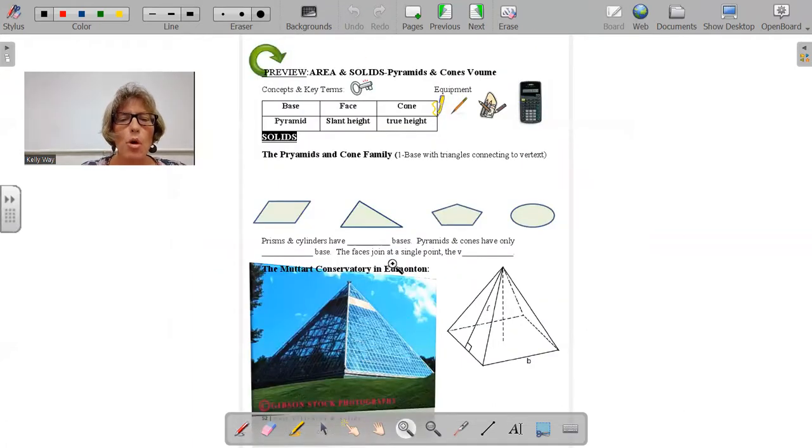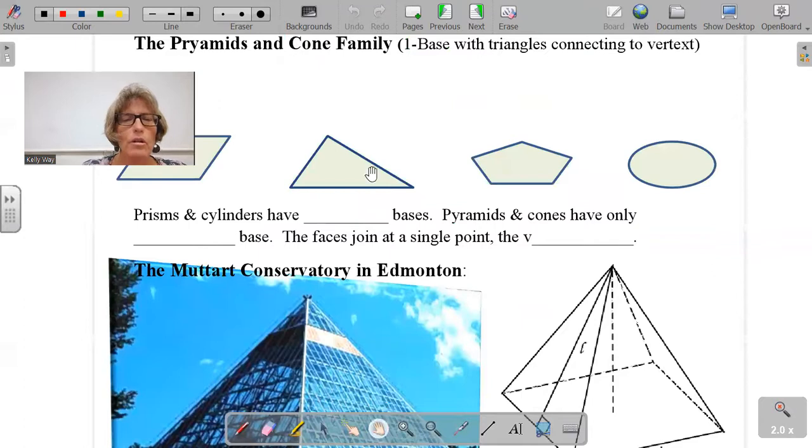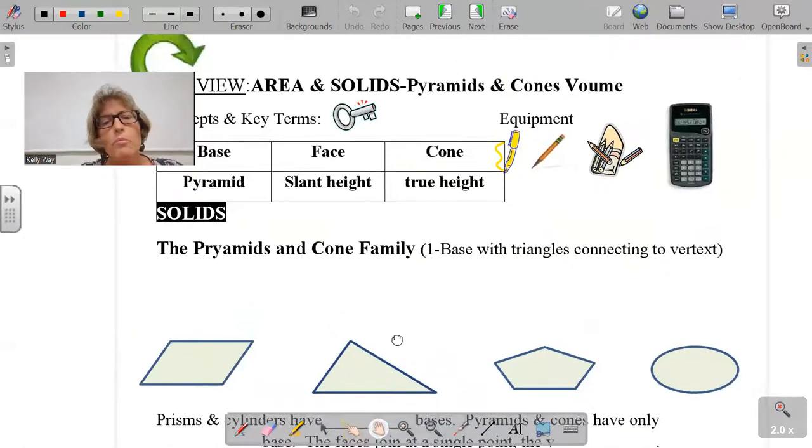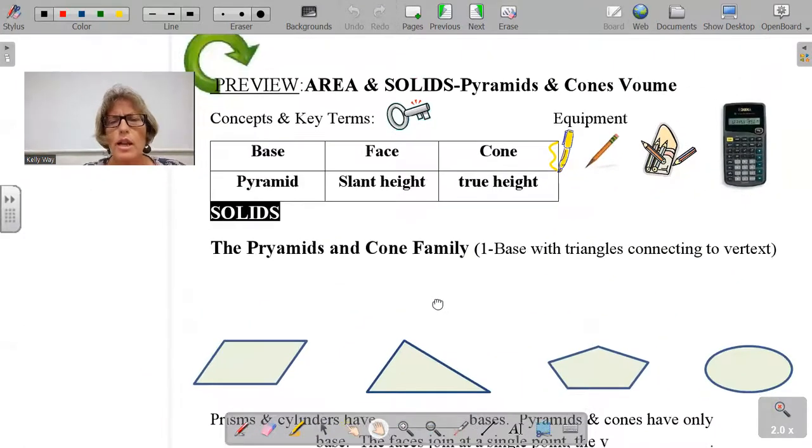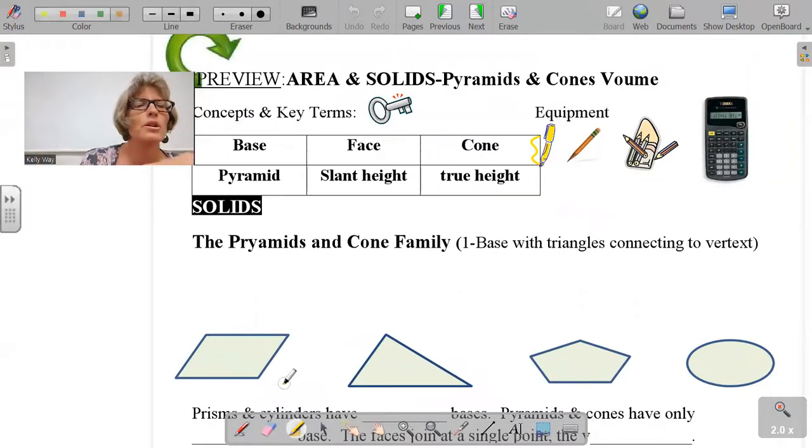Following the same process here, now we're doing pyramids and cones. And there's a specific concept. You must differentiate when we're dealing with pyramids and cones between something called a slant height and a true height. We'll be talking about that in about 45 seconds.